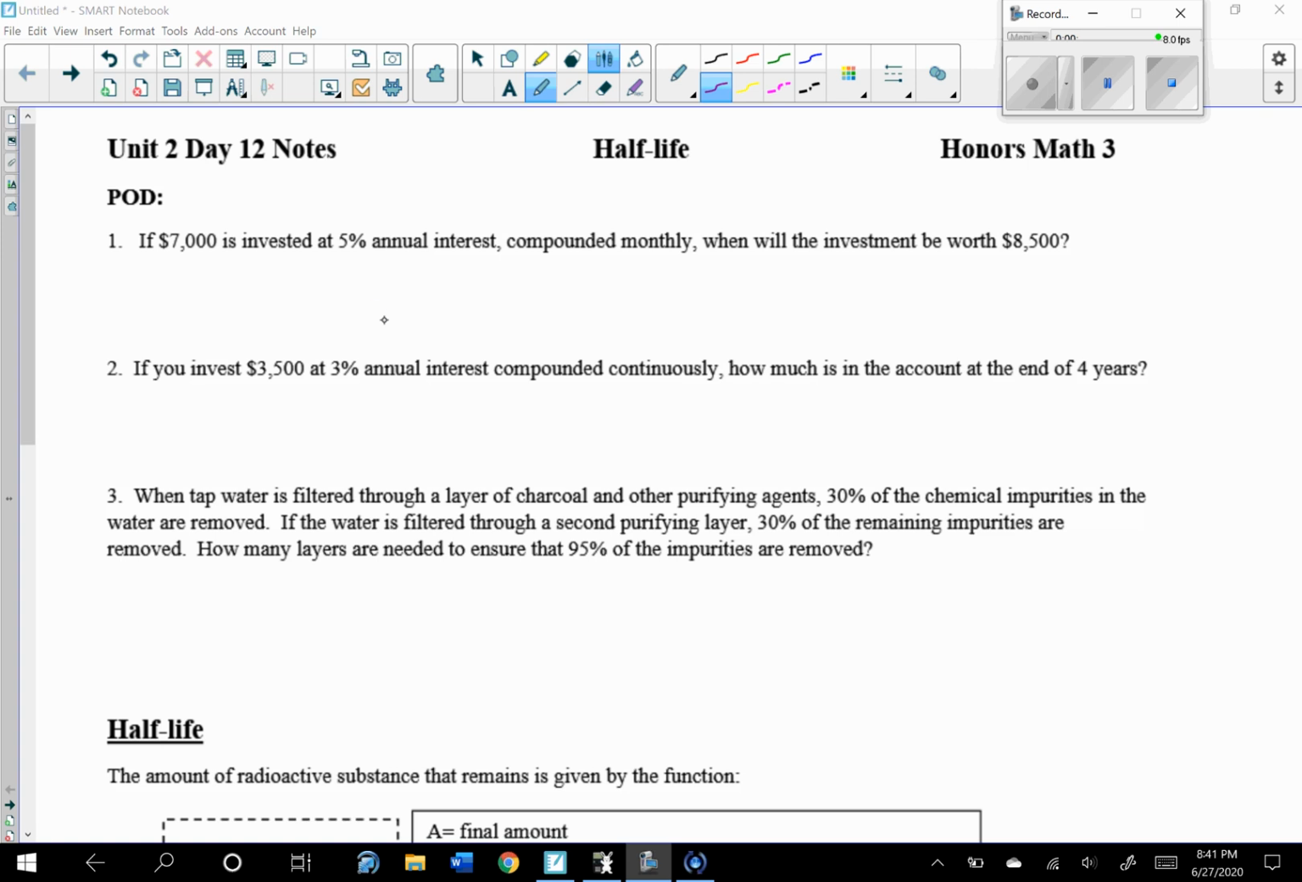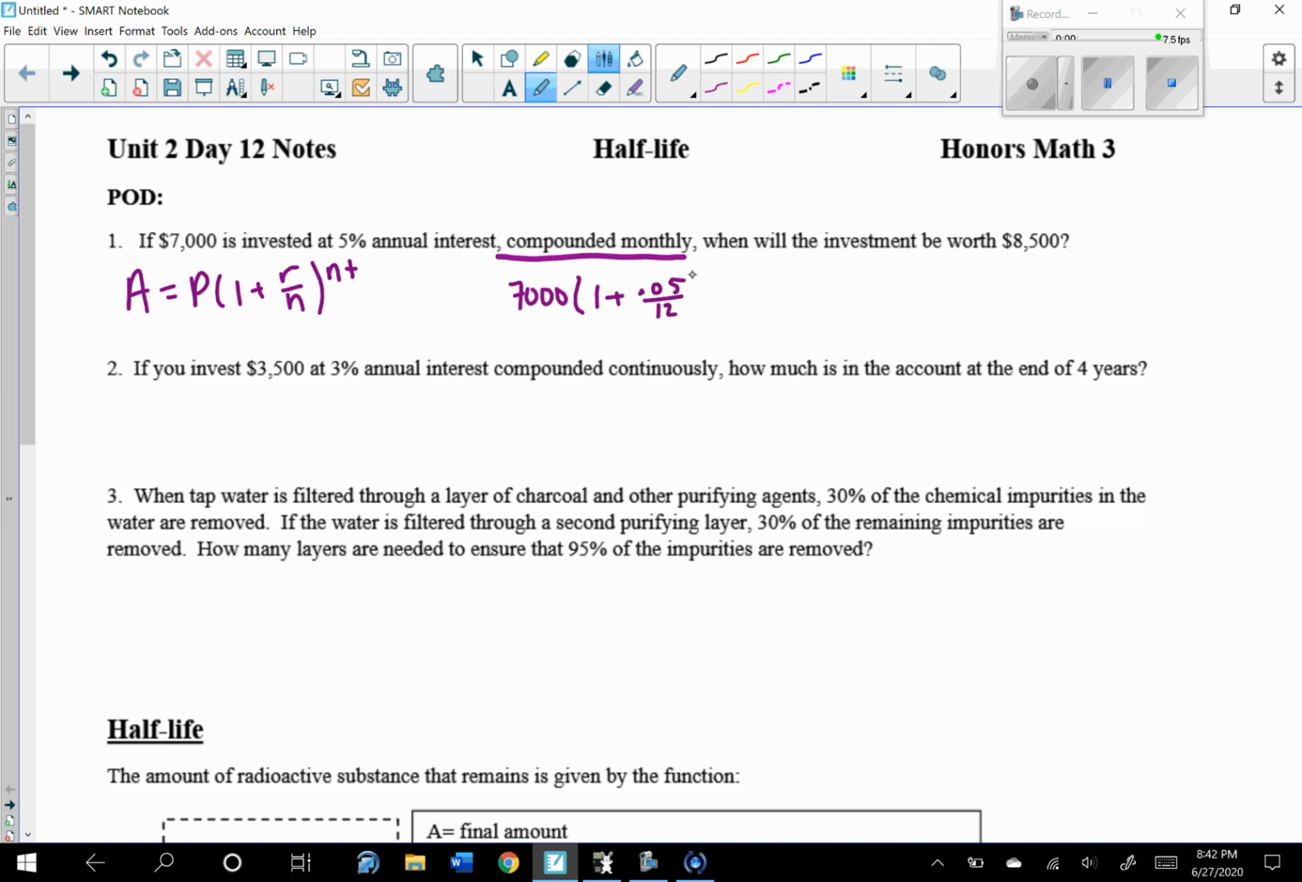So for number one, it says if $7,000 is invested at 5% annual interest compounded monthly, when will the investment be worth 8,500? So we're talking about compounding interest. And remember when we said we are compounding interest, we're using the formula A equals P times (1 plus r over n) to the nt power. And in this case, it says $7,000 is invested, so that's your P, at 5% interest rate, so 1 plus 0.05.